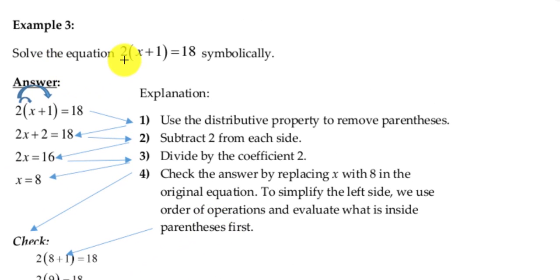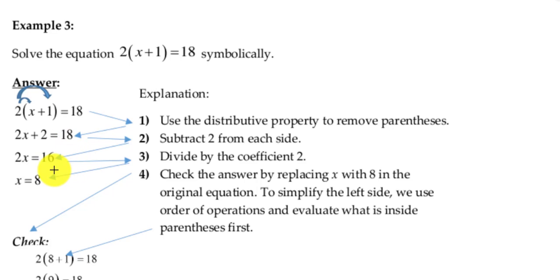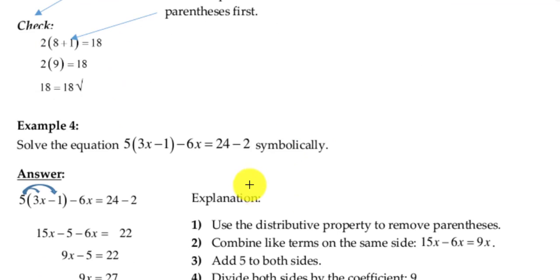If I want to solve 2 times (x plus 1) equals 18, the first thing I want to do is use the distributive property to get rid of the parentheses. So 2 times x, 2 times 1. Then I want to get the x's to one side and the numbers to one side, so I can subtract 2 from both sides to get 16, and then divide both sides by 2 to get 8, right? And then you can always check your work. If I take this 8 and put it back into the original equation, do I get 18? If I do, I know it worked, okay? So that's an example. They give us another example.